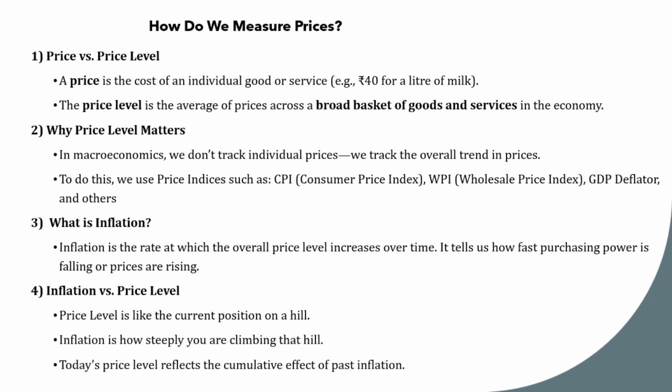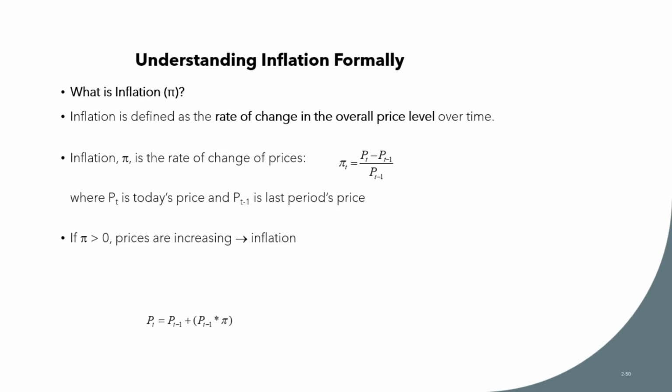To make a distinction between inflation and price level: the price level is like your current position on a hill, and inflation is how steeply you are climbing that hill. Today's price level reflects the cumulative effect of past inflation. Let's now move to understanding inflation more formally. First of all, what is inflation? Inflation is defined as the rate of change in the overall price level over time. So here, inflation is the rate of change of prices.